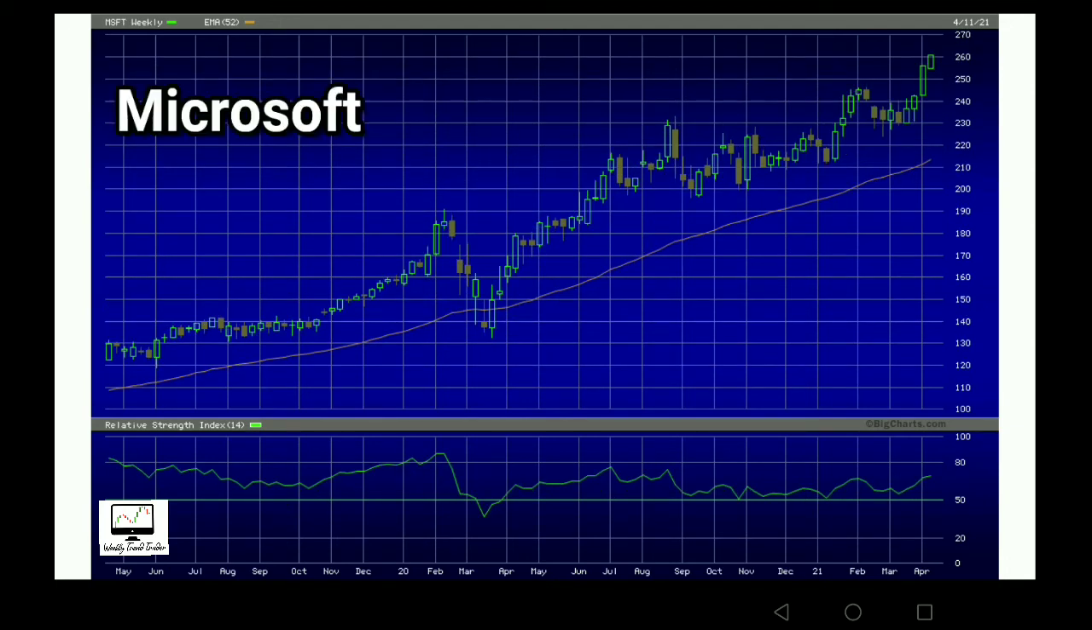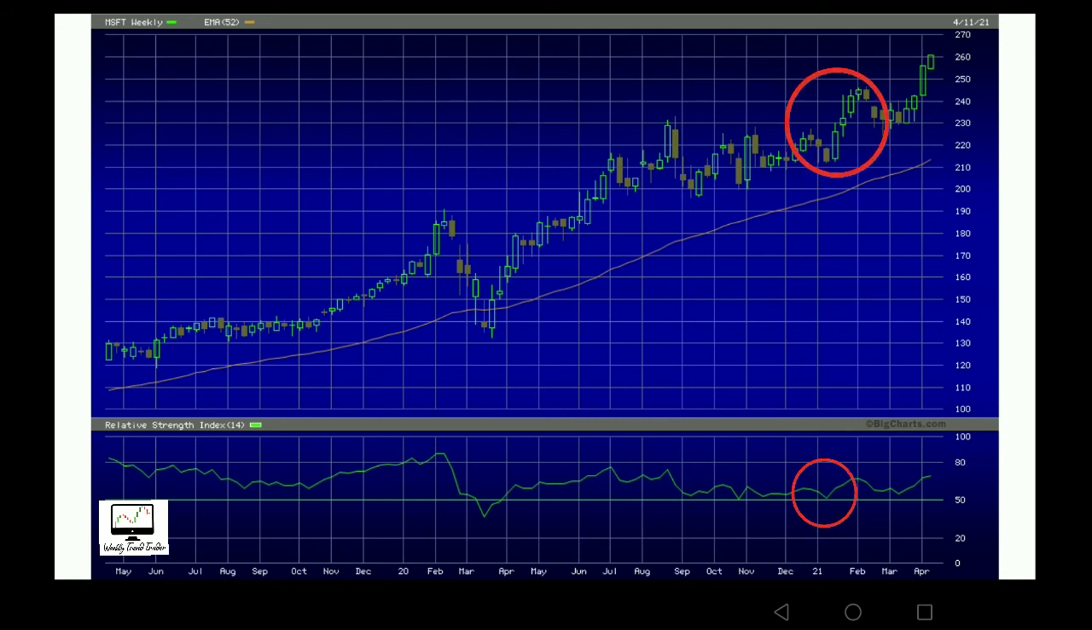Microsoft. Lovely little one here. We've got 2 tradable bounces. Look at January. There it is at 210. We've got the bounce on the RSI. You can clearly see it coming down into December. Bounces in January. We get 1, 2, 3, 4 weeks in a row. Lovely bounce. Textbook example of a bounce.